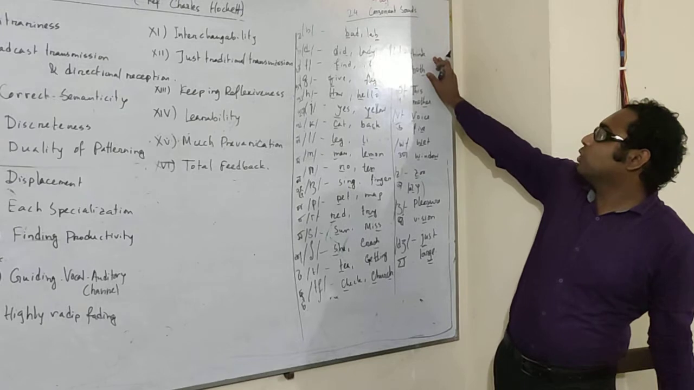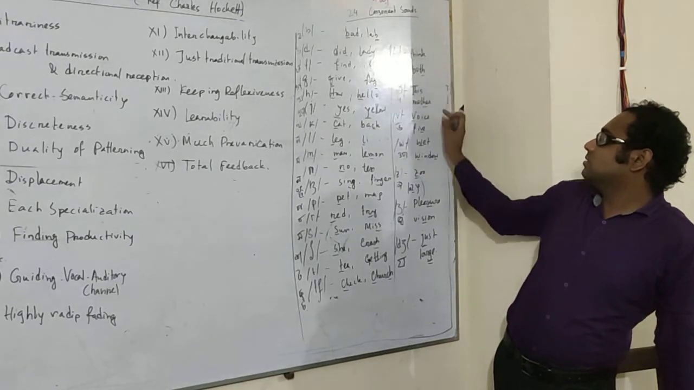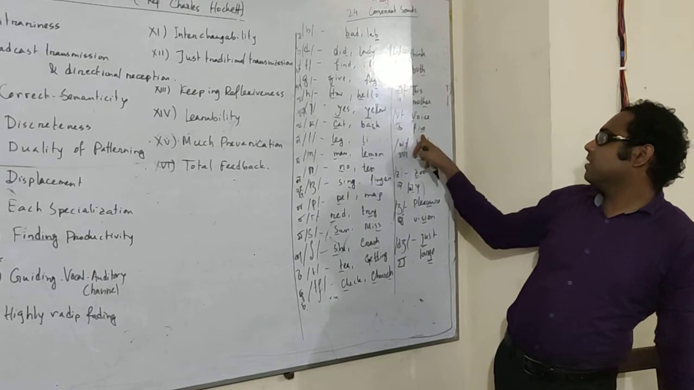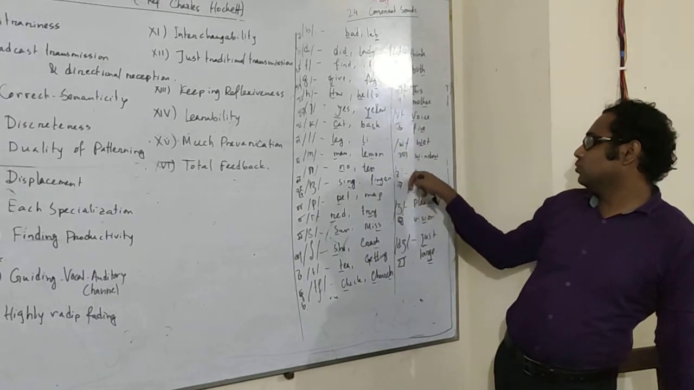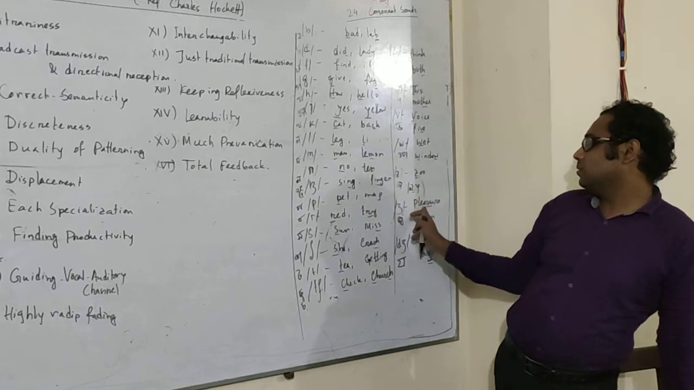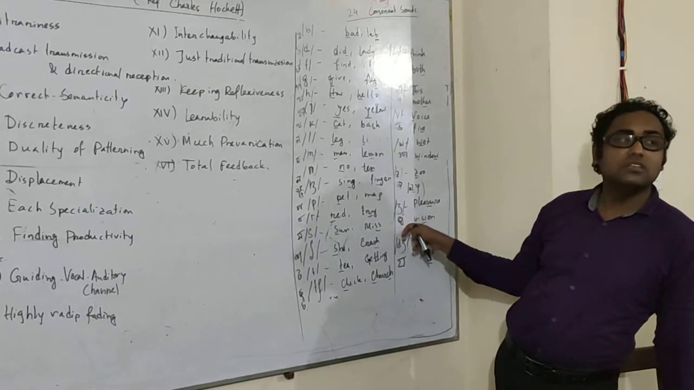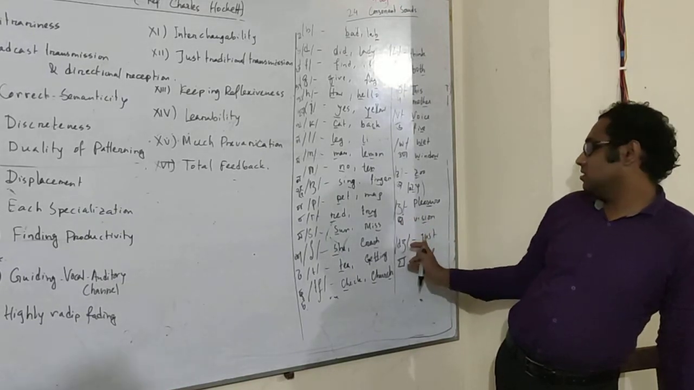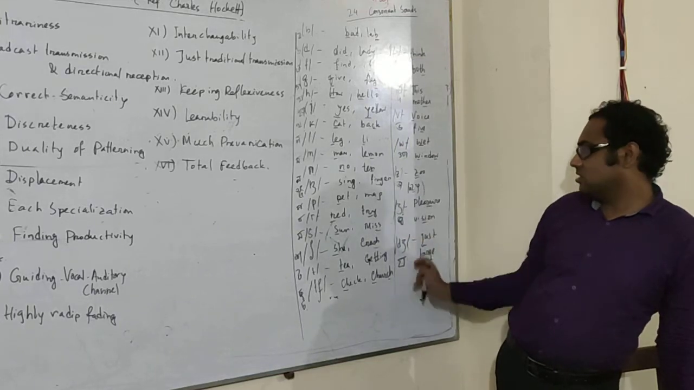Think. Both. This. Mother. Voice. Five. Wet. Window. Zoo. Lazy. Pleasure. Vision. Just. Large. These are all the sounds.